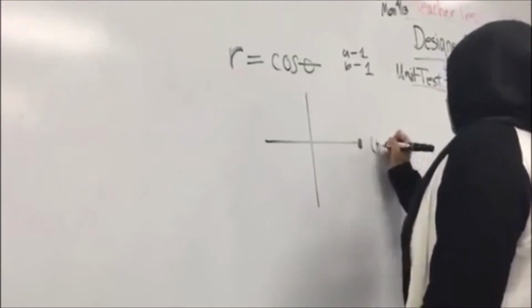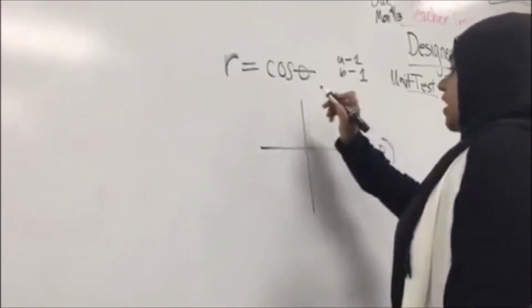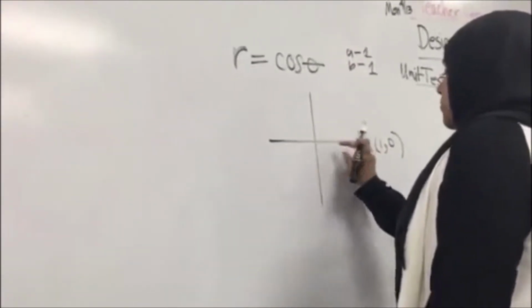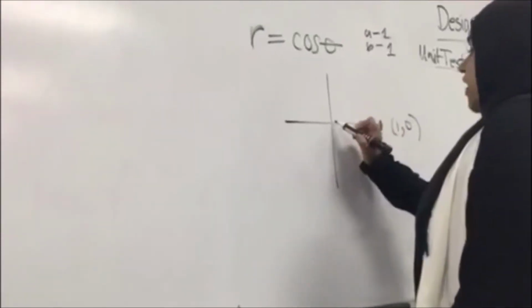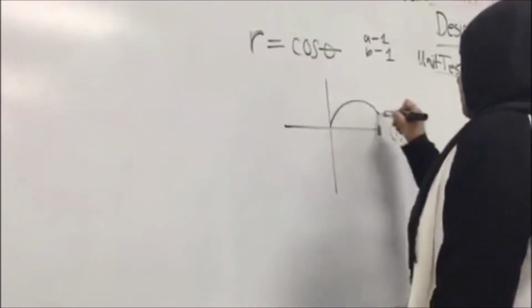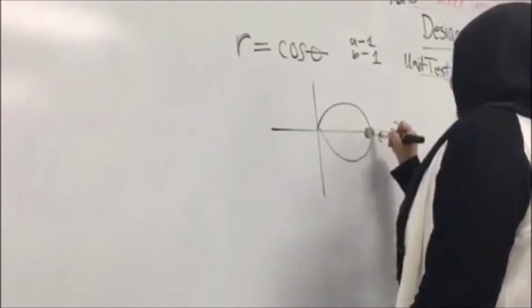So we're going to pretend that this is all 1. So this is 1, 0. Cosine, you always graph it at, you pretend this is the x-axis. You graph it at this pole. So basically it's going to look like that.